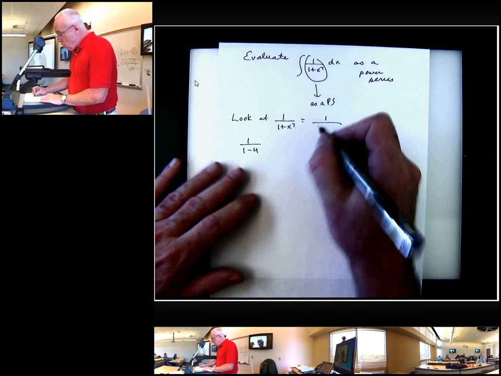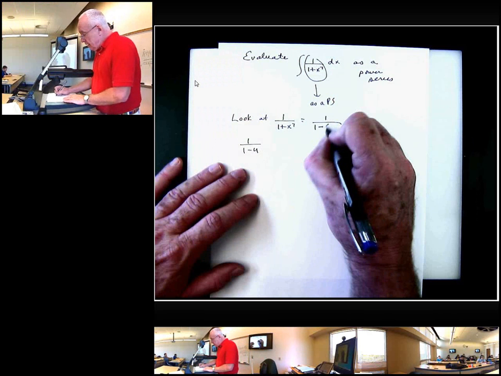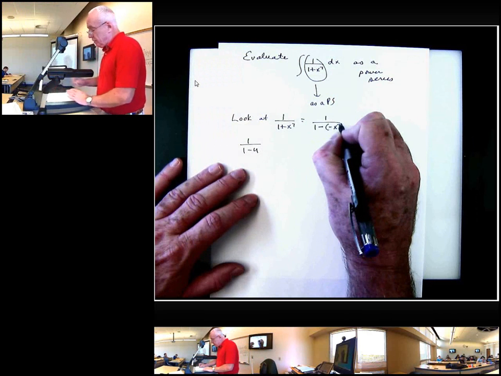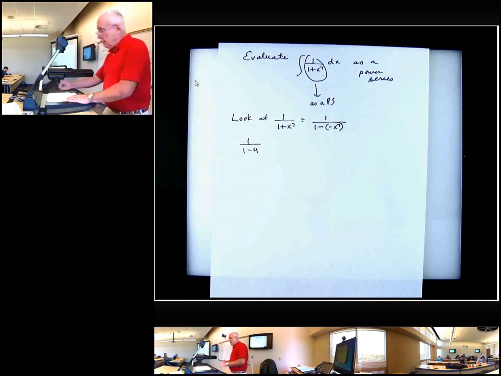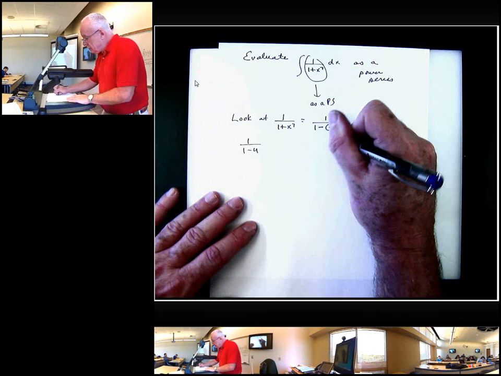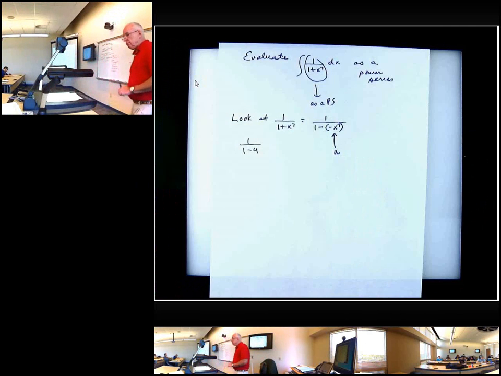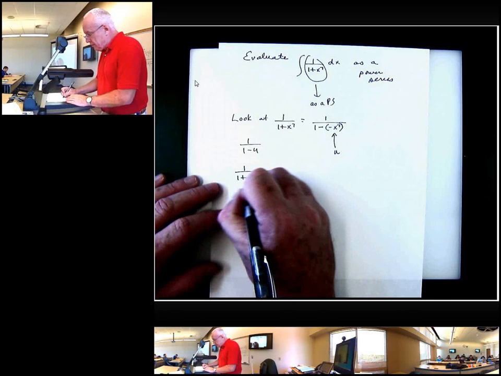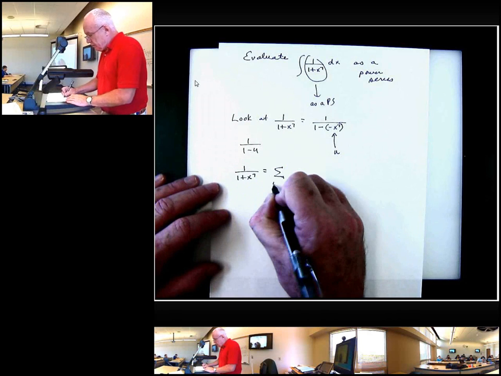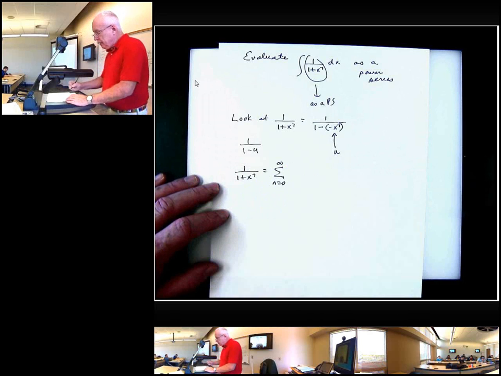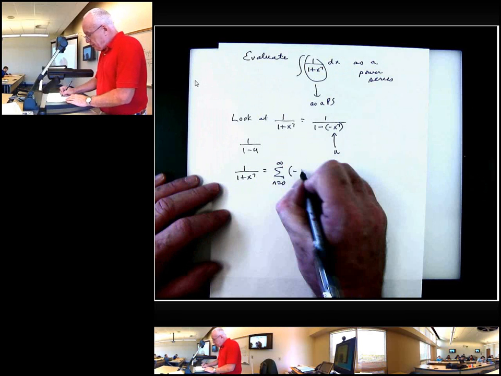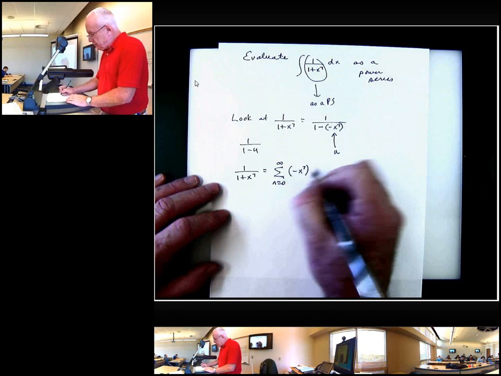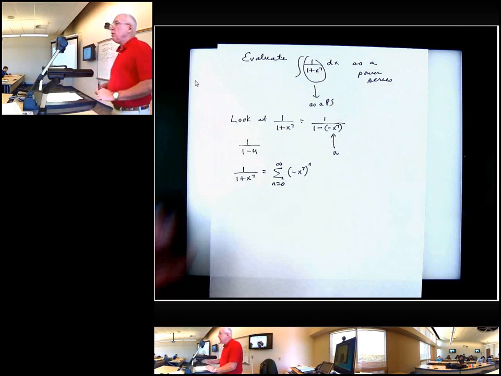Double negative, right. 1 minus negative x to the 7th power, double negative. This then is the u. So I can say that 1 over 1 plus x to the 7th is equal to the summation from 0 to infinity. In my parentheses, I'll put a minus x raised to the 7th power to the n power.